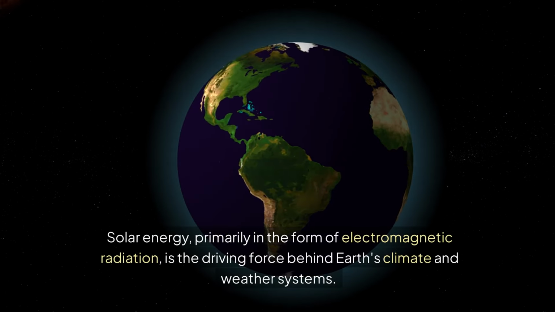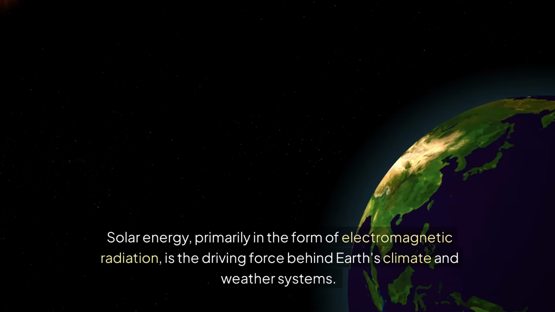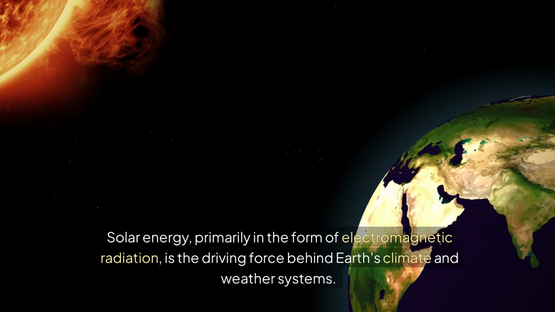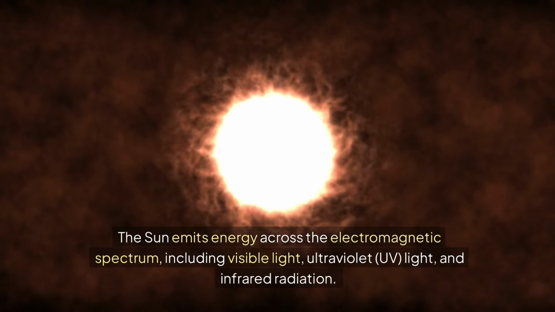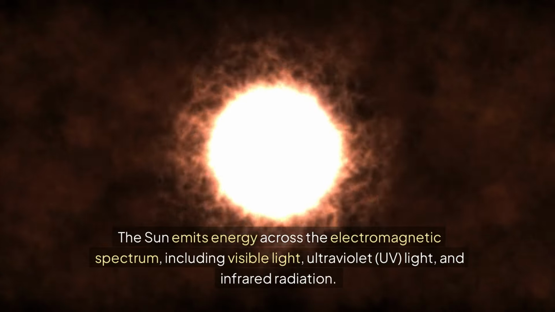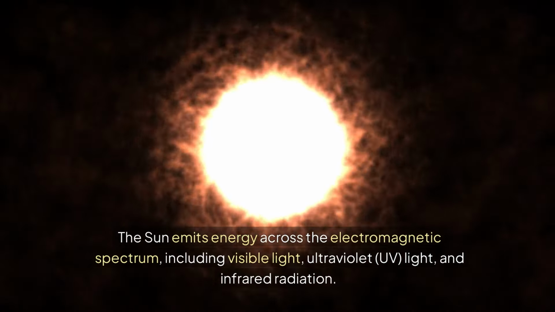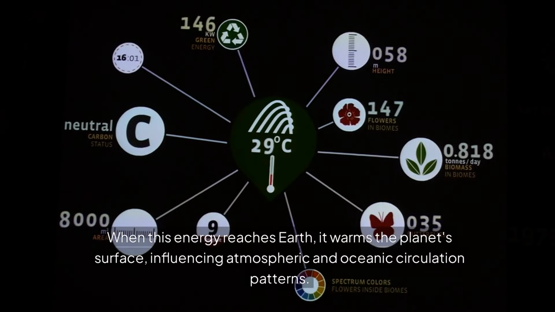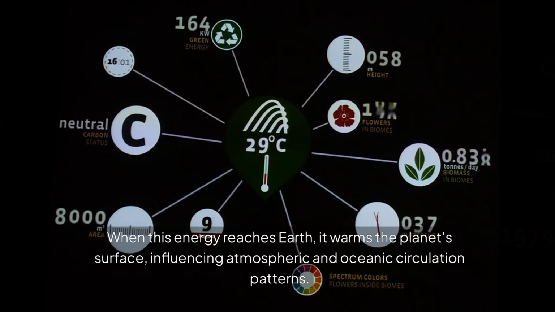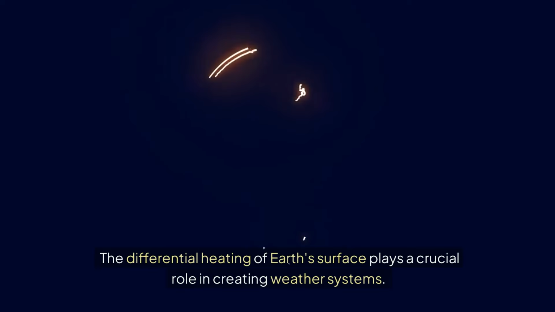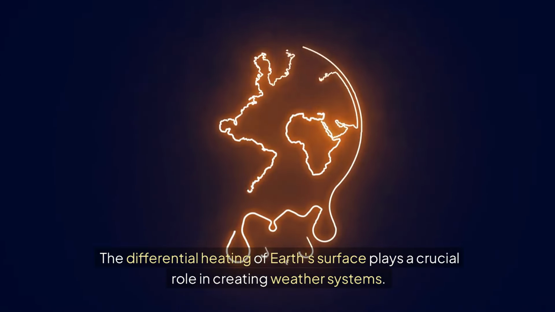Solar energy, primarily in the form of electromagnetic radiation, is the driving force behind Earth's climate and weather systems. The Sun emits energy across the electromagnetic spectrum, including visible light, ultraviolet, UV, light, and infrared radiation. When this energy reaches Earth, it warms the planet's surface, influencing atmospheric and oceanic circulation patterns. The differential heating of Earth's surface plays a crucial role in creating weather systems.